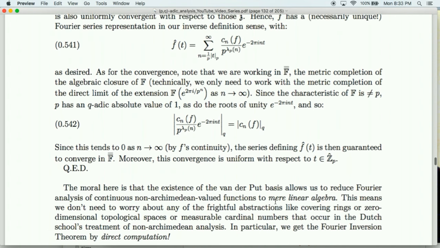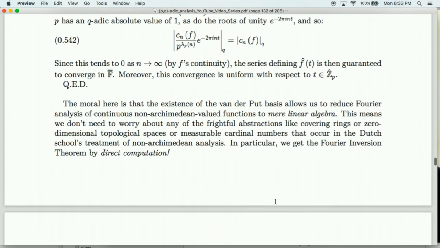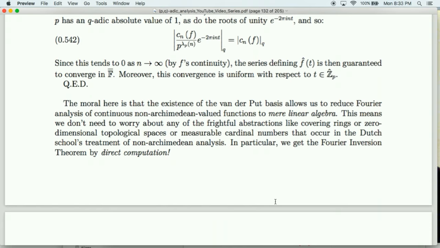It's very nice. So the moral here is that the existence of the van der Put basis allows us to reduce Fourier analysis of continuous non-archimedean valued functions to mere linear algebra. We don't need to worry about covering rings or zero-dimensional topological spaces or measurable cardinal numbers and all the stuff that the Dutch school did. We just need to write things with our basis and then compute. In particular, the Fourier inversion theorem follows by direct computation.